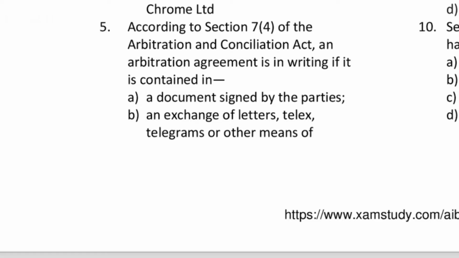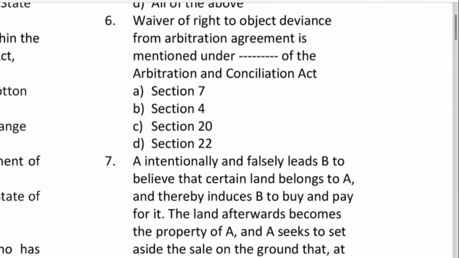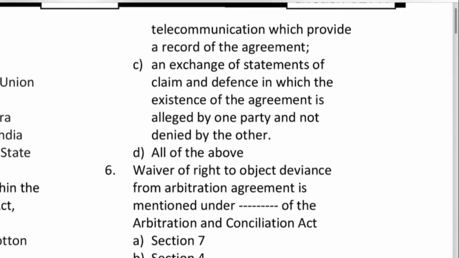Next is 5. According to Section 7 of the Arbitration and Conciliation Act, an arbitration agreement is in writing if it is contained in a document signed by the parties, या फिर an exchange of letters, telex, telegram या फिर telecommunication which provides a record of the agreement, या फिर an exchange of statement of claim and defense in which the existence of the agreement is alleged by one party and not denied by the other. तो सारी ही हो गई ये. तो फिर D is the answer.